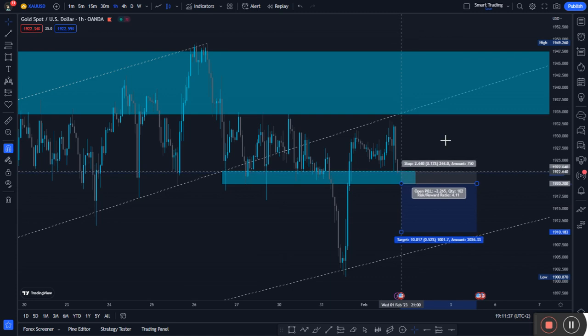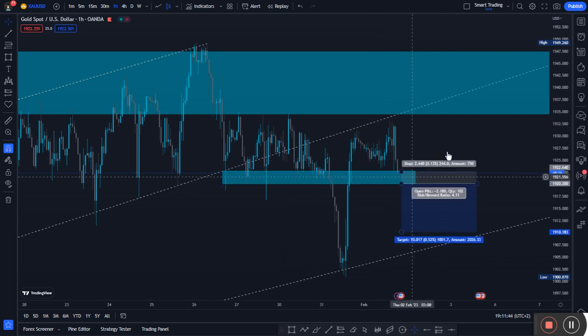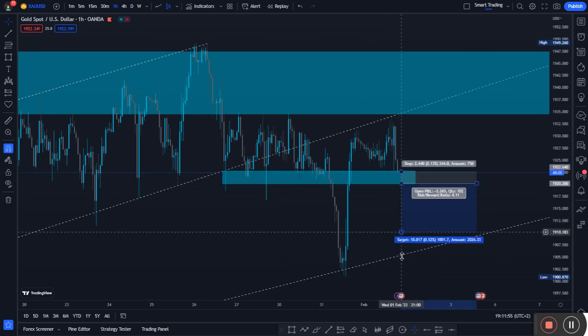You see now it's shooting. Remember, let's just check what's going to happen at this level. If you manage to get this video at the time, right now, let's just check what's going to happen at this level. We have an M formation pattern shooting to the downside. If it breaks this level, then it is a continuation to the downside. This is our first TP, guys.